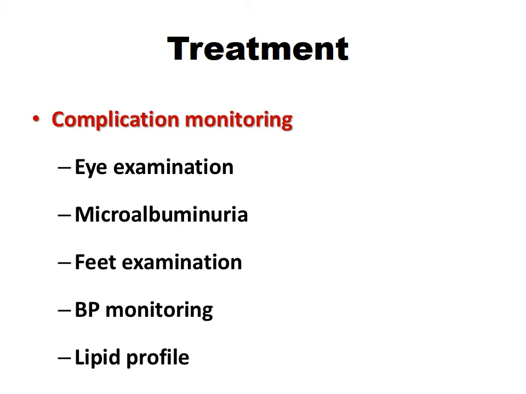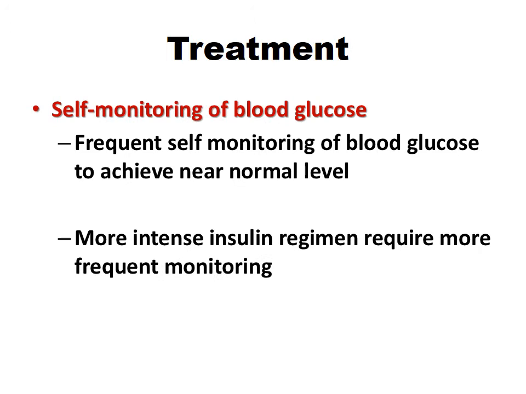Second, monitor the complications associated with diabetes. This will require eye examination, examination of the urine for albumin, feet examination, blood pressure monitoring, and measurement of lipids, and self-monitoring of blood glucose. This requires that the patient can measure his glucose level to keep it in the normal level. More intense insulin regimens require more frequent monitoring.